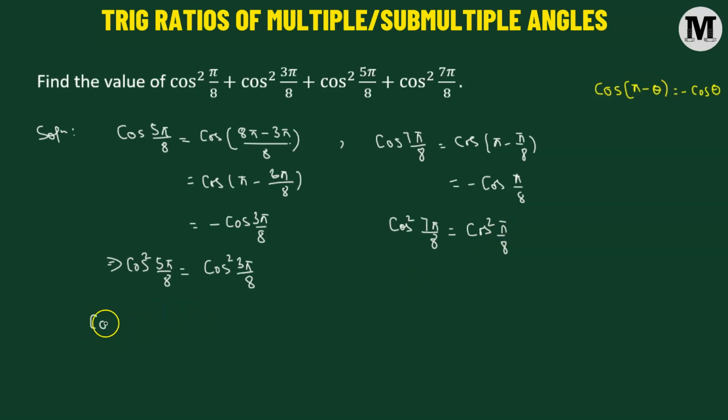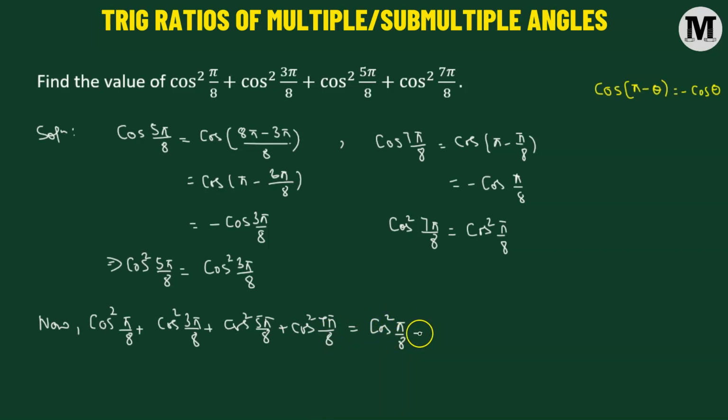Now we need to find the value of cosine squared pi over 8 added to cosine squared 3 pi over 8 plus cosine squared 5 pi over 8 added to cosine squared 7 pi over 8. So here we will rewrite the expression. The first term remains the same, so we have cosine squared pi over 8. The second term also remains the same, we have cosine squared 3 pi over 8.